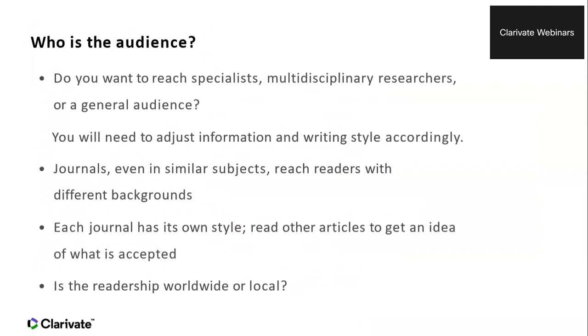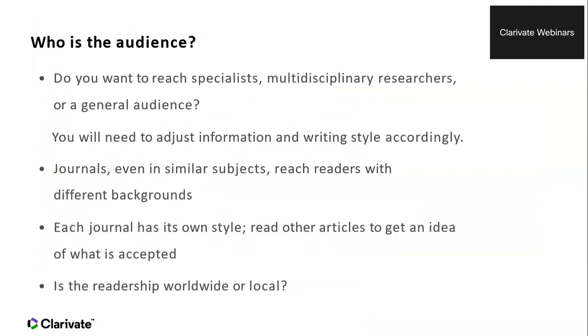So if you want to publish in a multidisciplinary journal, and you think that your paper can be read by scientists of other fields too, you need to keep the technical jargon a little bit on the lesser side. You need to define some uncommon terms.